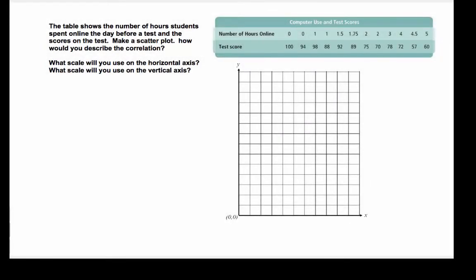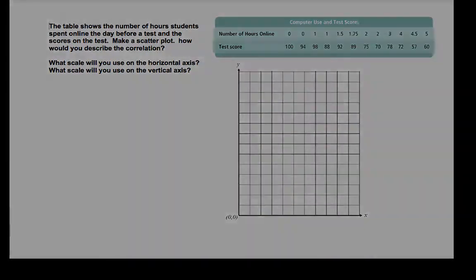All right, so the table we have over here shows the number of hours students spent online the day before a test and the scores on the test. Make a scatter plot. How would you describe the correlation? Some questions to think about. What scale will you use on the horizontal axis? What scale will you use on the vertical axis? So go ahead and pause the video. Maybe draw yourself a quick scatter plot and see what you think the correlation would be.